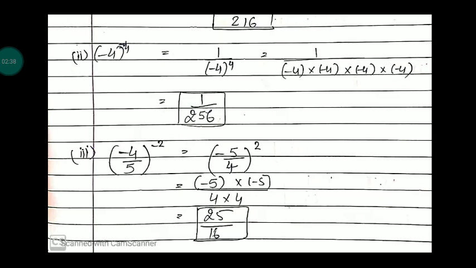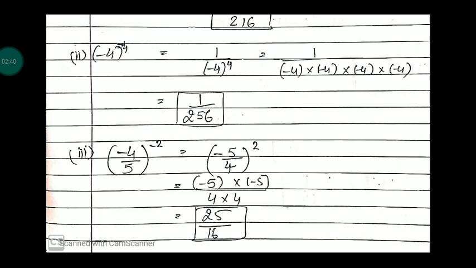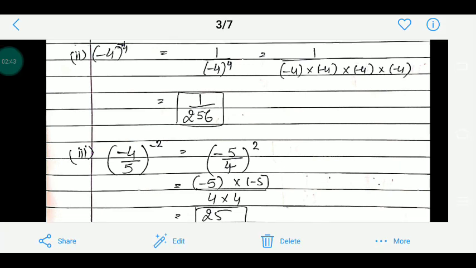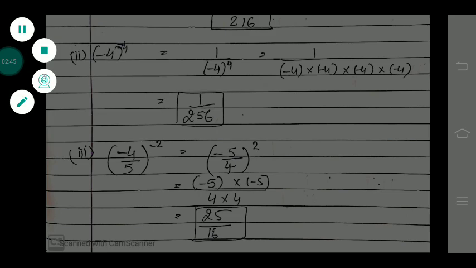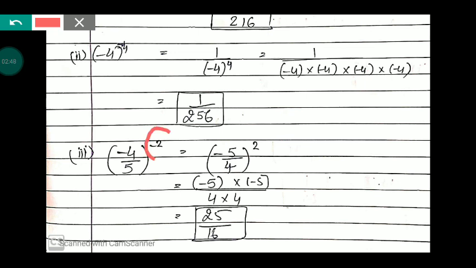Moving on to the next question. Minus 4 upon 5 raised to minus 2. First thing, the basic step, turning the negative power into a positive one. How? By shifting the numerator to the denominator's place and the denominator to the numerator. That way you can directly see the answer. The places are interchanged and the power becomes positive. So minus 5 into minus 5 upon 4 into 4. Multiply and get the answer.